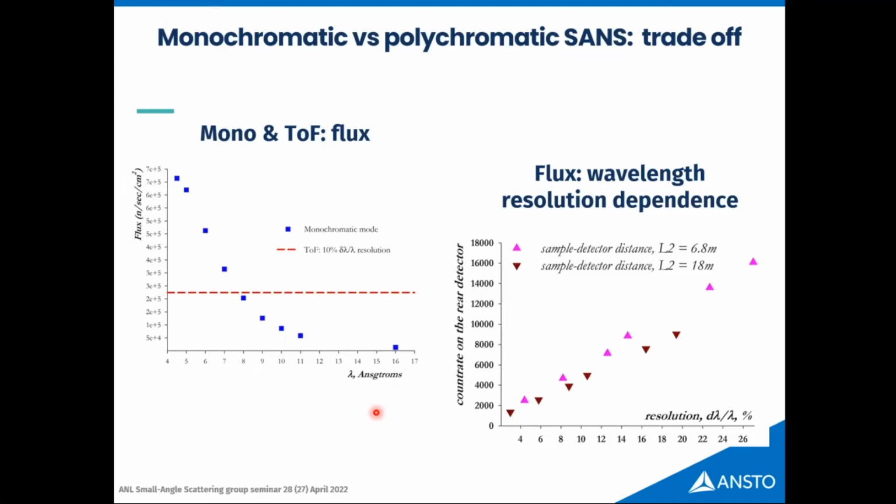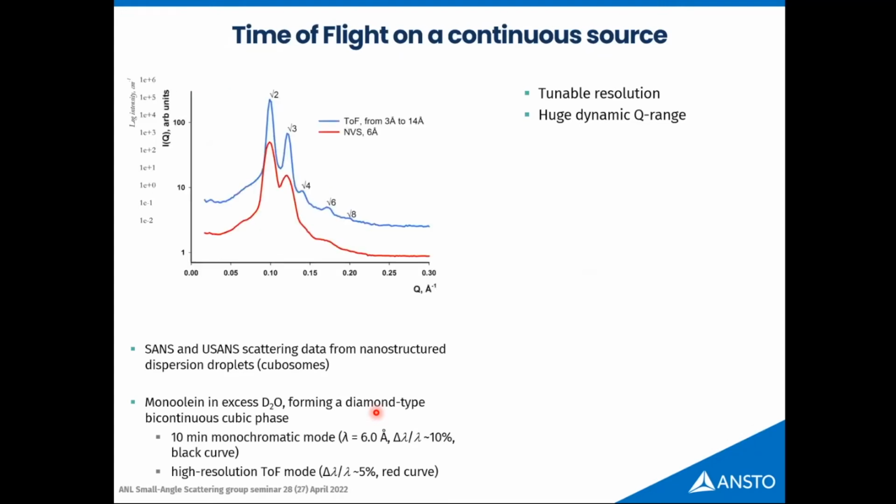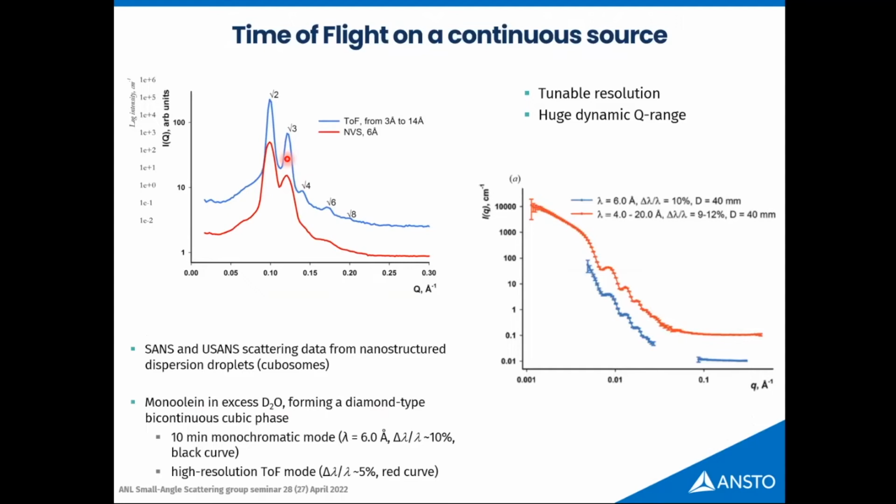You don't need it, but you will have a lot of flux and Q range anyway, just as a tip. And just to show how it looks. So this is the difference, just very standard. It's our example from the paper, showing how much better you can resolve peaks by tuning resolution to 6% or 5% here versus 10%. And this is the difference. So it's the same detector setup, monochromatic mode and time of flight.